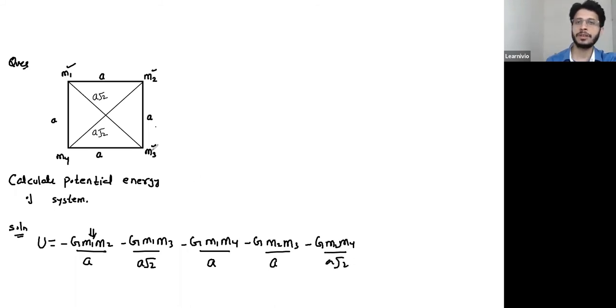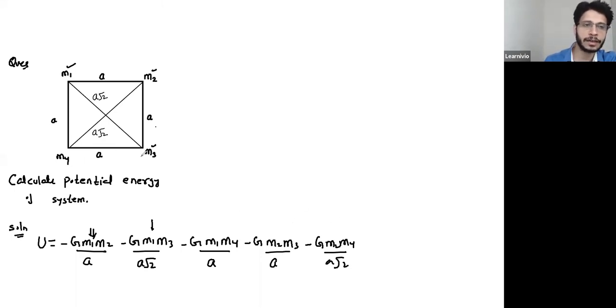The next comes the interaction of M3. Interaction of M3 with M1. We have already counted it or not? Yes, sir. We have already counted. When I say that M1 interacts with M3, we have already counted this interaction. We will not consider it. What about M3 and M2? Interaction of M3 and M2? Yes. Done. We have already considered this interaction here.